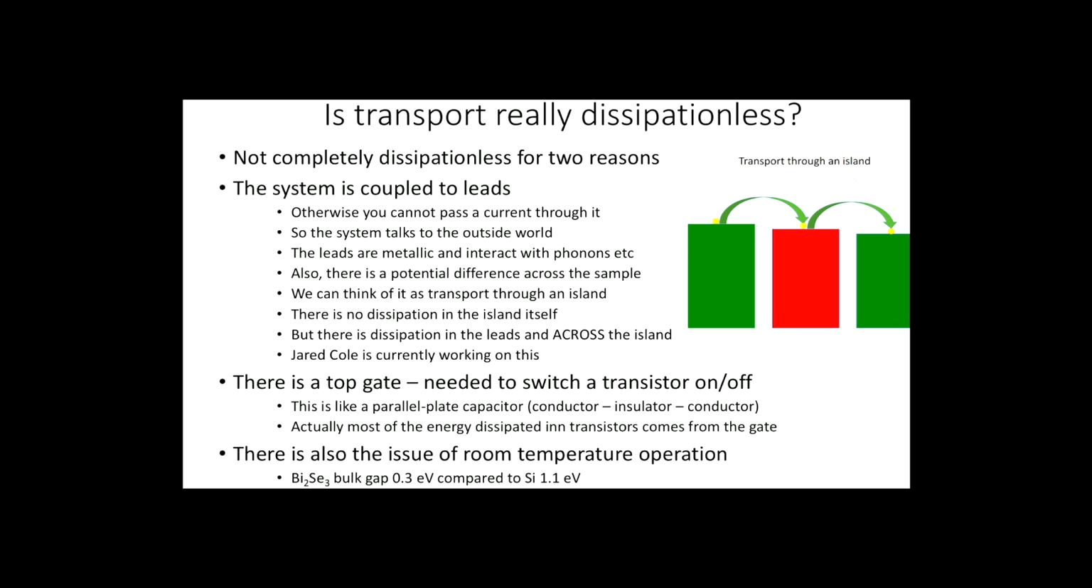Also, we have a potential difference across the sample. So you need a potential difference to get the electrons from here to here, right? So that energy obviously has to be dissipated when you go from the higher energy electrode to the slightly lower energy island, right? So quite often this is simply swept under the carpet. It's not so much, but it's generally swept under the carpet.